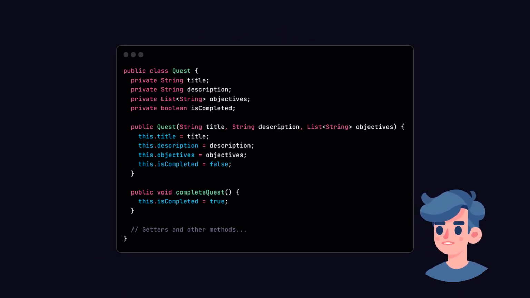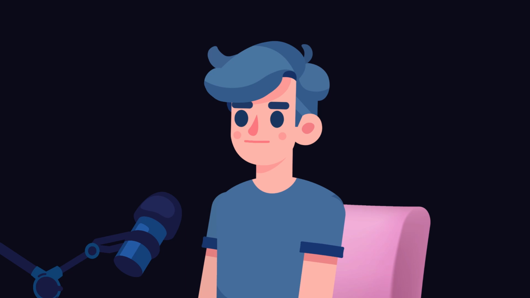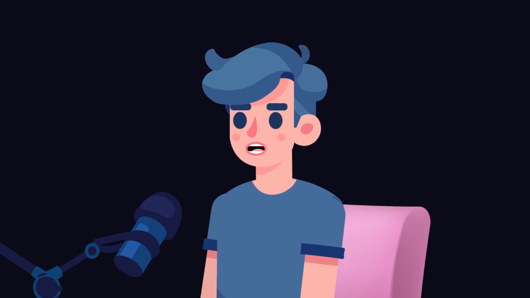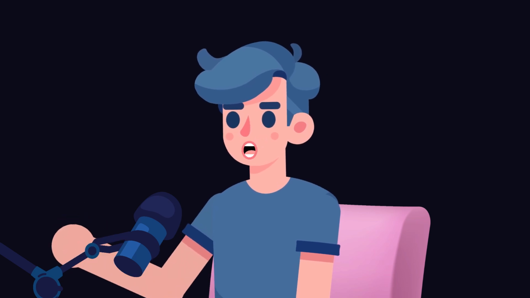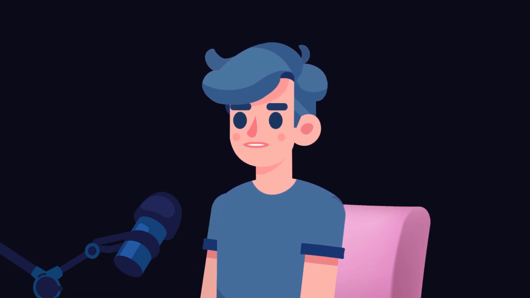The first class we'll create is the Quest class, which encapsulates the details of each quest. In this Quest class, we are defining attributes such as title, description, objectives, and whether the quest is completed or not. We also have a method called completeQuest that updates the quest state.